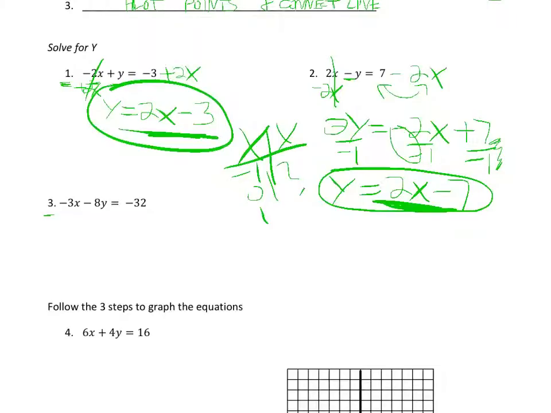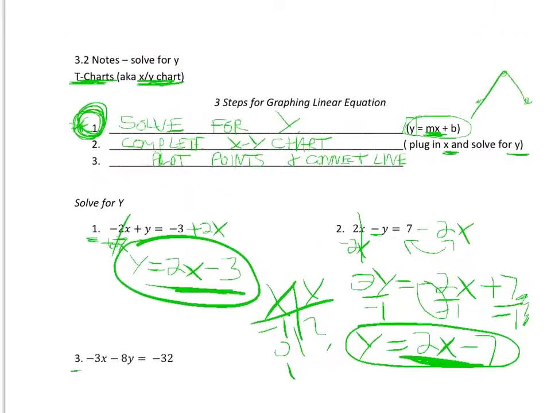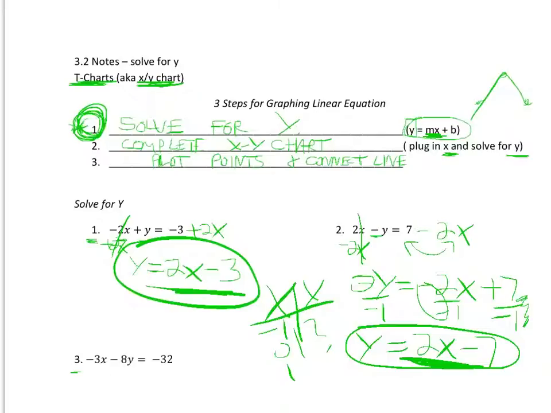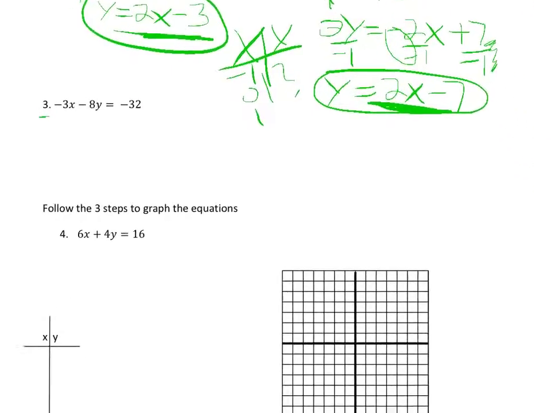So let's just do number 4. All right, so if I follow, actually, if I go up here, if I follow the steps, I have to solve for y, the first step. Okay, this is it, I have to solve for y, so let's do that.